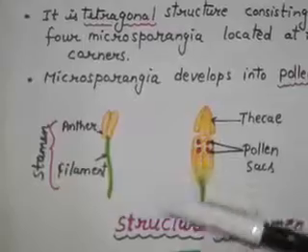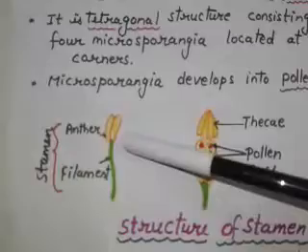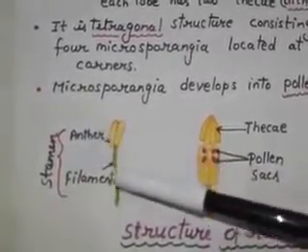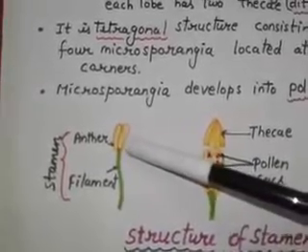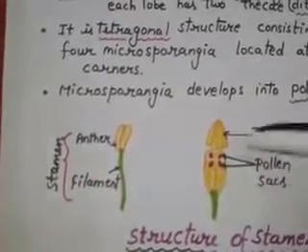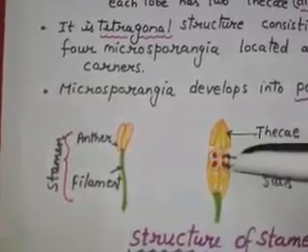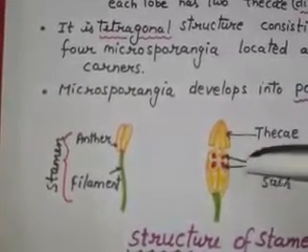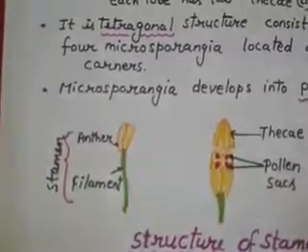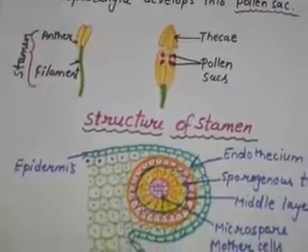Just look at this diagram. This is the anther, and we have studied before that stamen is the male reproductive part, which consists of two parts, anther and filament. Anther is a bilobed structure. Okay, and we can see this kind of structure. It is the tetragonal structure. Look at here, and each lobe consists of two microsporangia. Look at here, two microsporangia. Okay, so this is the structure of a stamen.